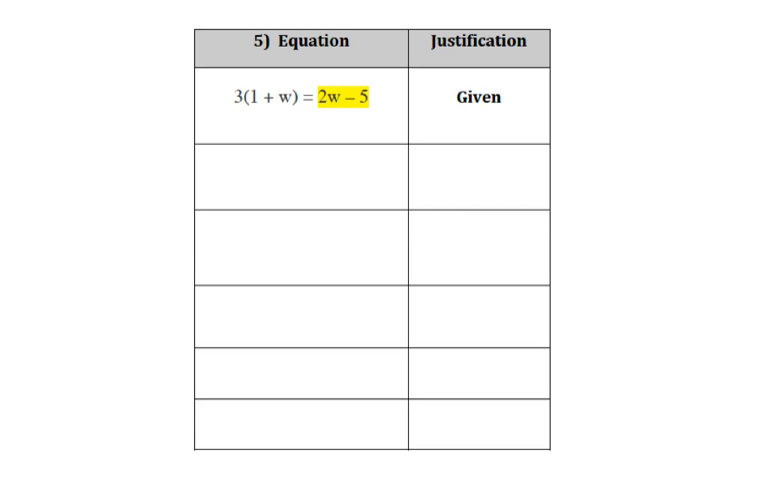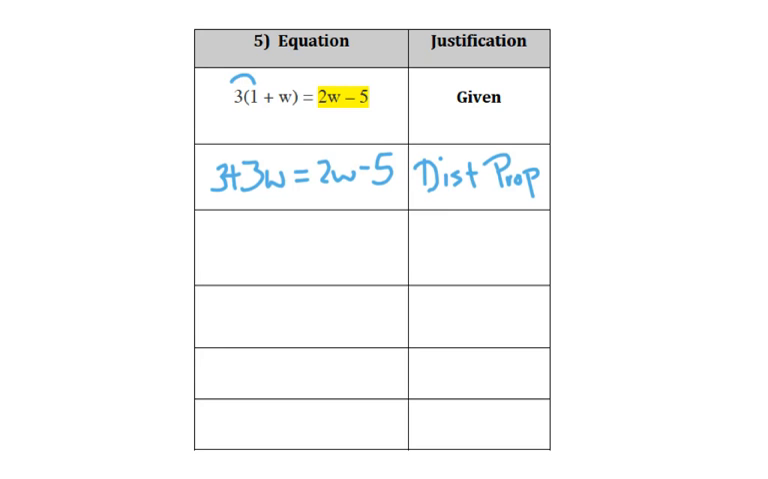Okay, so number 5. Let's go ahead and take a look. We've got each side. The right side is simplified. The left side is not. We're going to use distributive property since we have that 3 next to the parentheses. So we'll use distributive property, which will give us 3 plus 3w's equals 2w's minus 5.